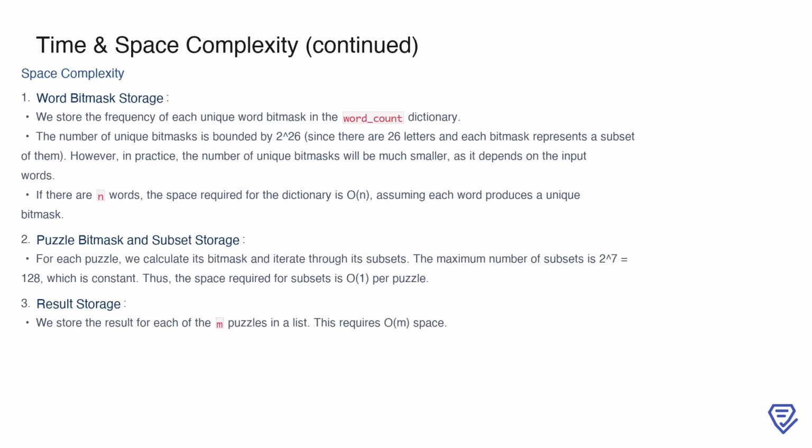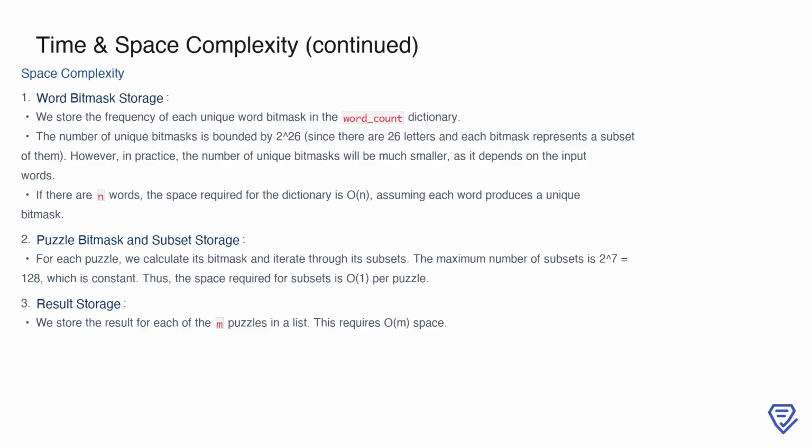Turning now to space complexity, the first component to analyze is the storage of word bitmasks. We use a dictionary, word_count, to store the frequency of each unique bitmask generated from the input words. The theoretical upper bound on unique bitmasks is 2 to the power of 26, as there are 26 letters in the alphabet, but in practice, the number of unique bitmasks is far smaller and depends directly on the input. For n words, this dictionary requires O(n) space, assuming each word contributes a unique bitmask.